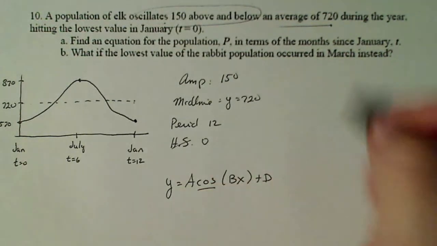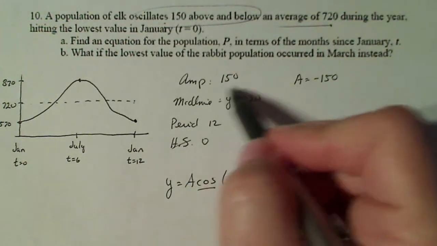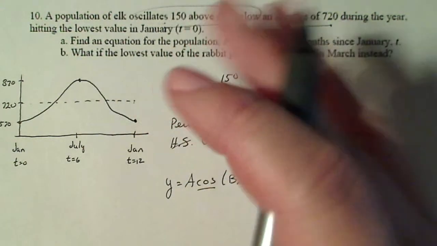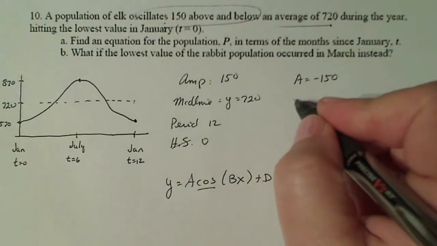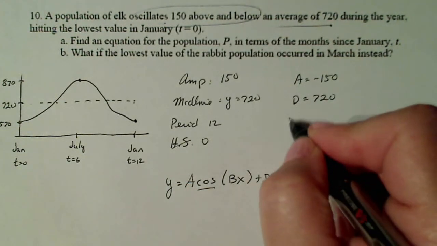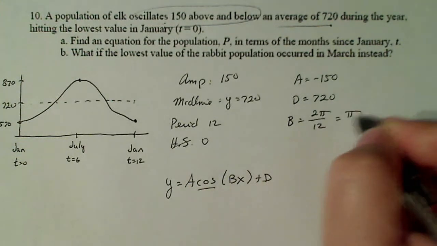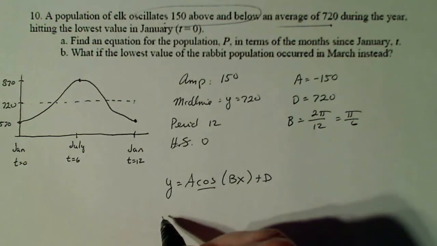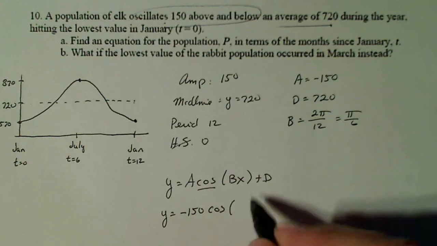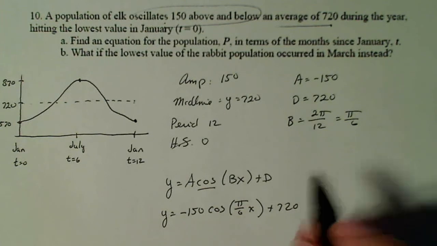So I need to find a, b, and d. So a, in our case, is minus 150, because the amplitude is 150, but it's negative because this is an upside down cosine graph reflected over the midline. My d value is 720 where the midline is, and my b value is going to be 2 pi divided by my period, which is equal to pi over 6. So putting my model in here, that's going to be y equals minus 150 cosine pi over 6x plus 720.